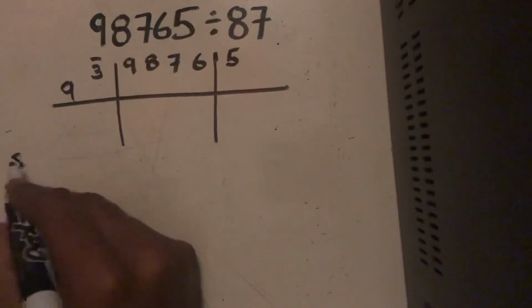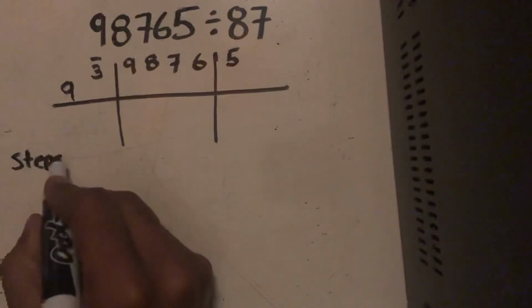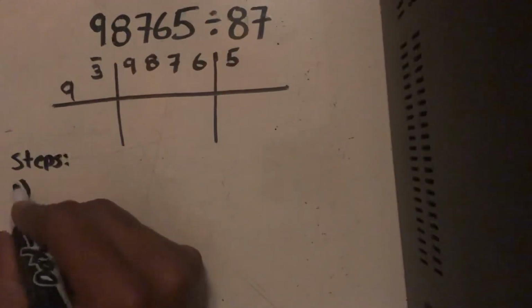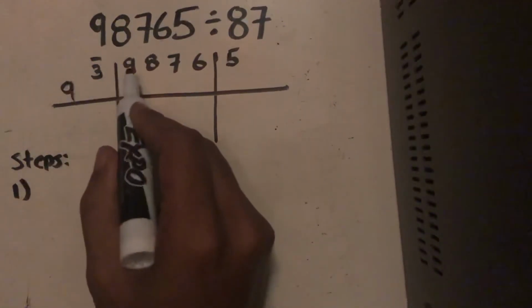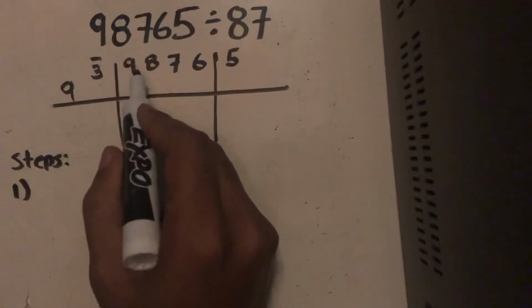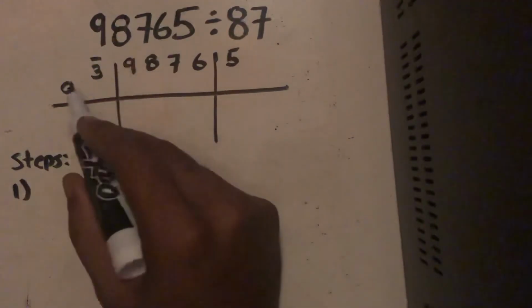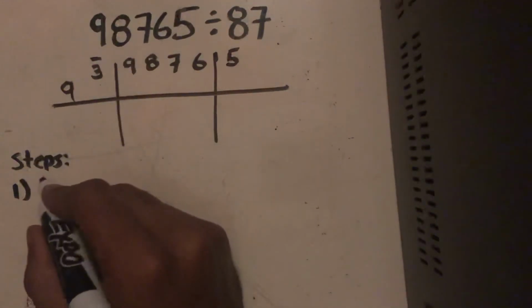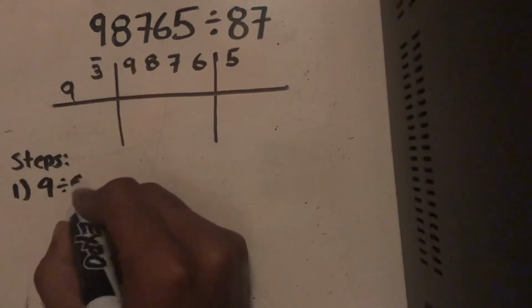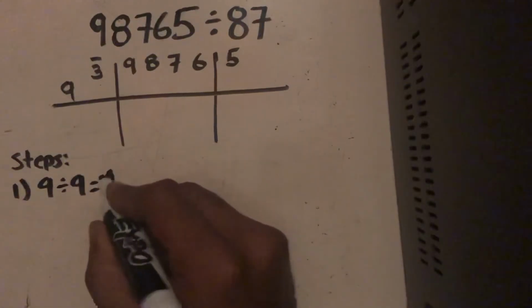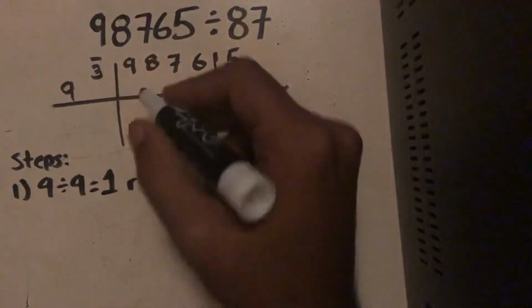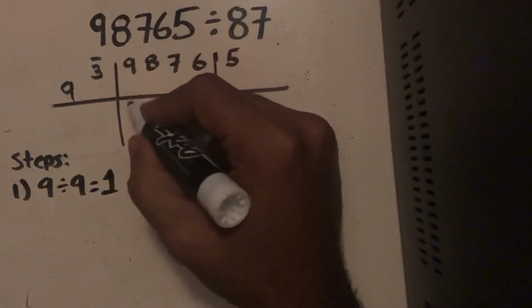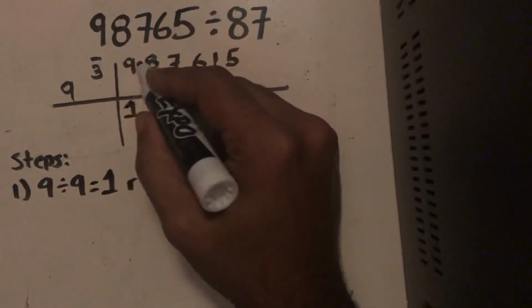Steps. Okay, first thing we do is we look at our left digit right here, and we keep on going until we can make the division. I can say 9 into 9. So 9 divided by 9 equals 1, remainder 0. Now, this 1 goes right here, and this 0 goes right here.